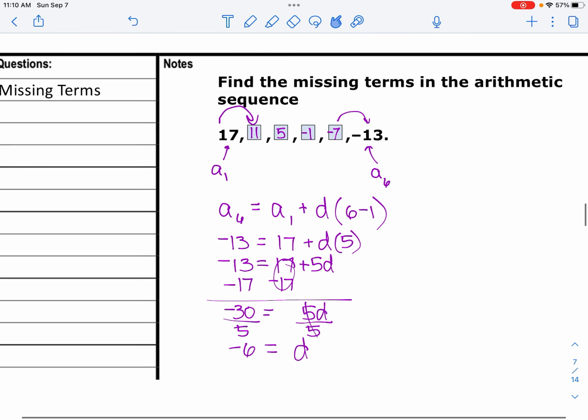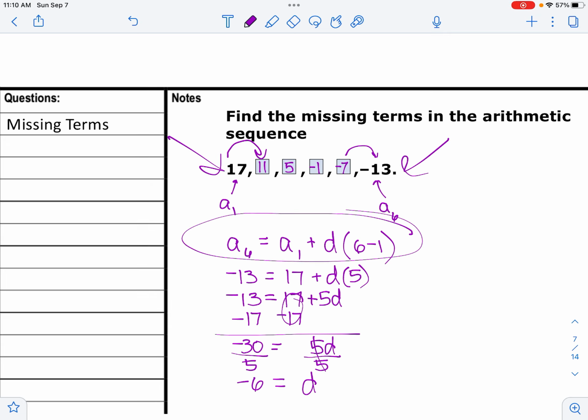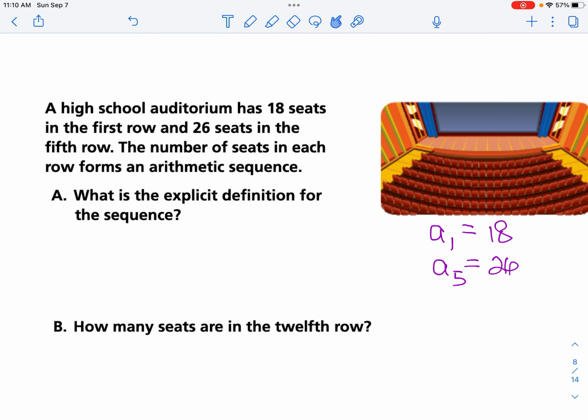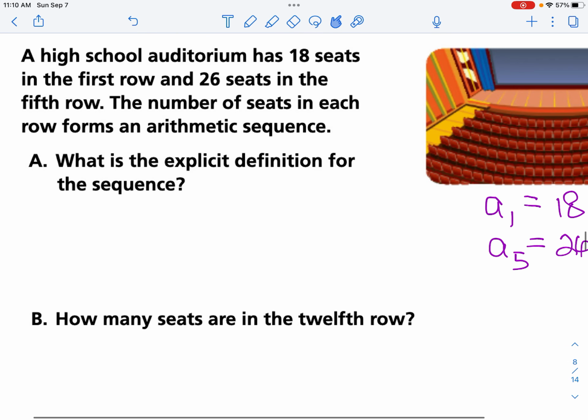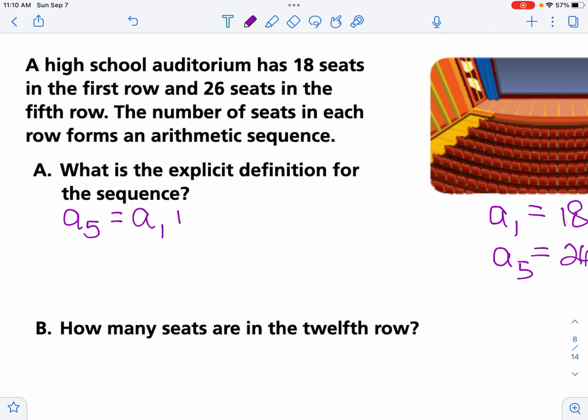Now, I knew the first term and the sixth term in this one, right? I knew the first and the sixth, those two. And then we set it up to look like this. This time we just know the first and the fifth, so I'm going to do the same kind of thing. So a sub 5 equals a sub 1 plus common difference, and then n minus 1, n is 5 minus 1.